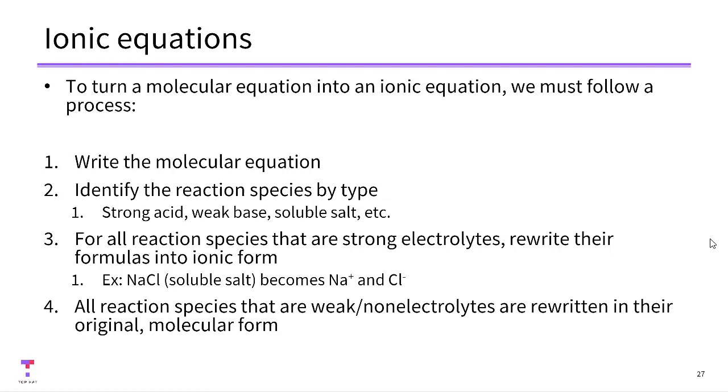If we know a substance to be a weak acid, a weak base, or a non-electrolyte like water or sugar or some other kind of molecular compound like carbon dioxide or ammonia, we know that they're going to stay together. So we start with a chemical equation, we classify all the objects, and then we decide to split those objects apart or keep them together based upon how we classified them. That's how you turn a molecular equation into an ionic equation.